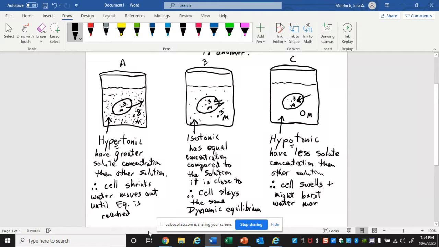Water moves in until equilibrium is reached. And in this case, it's not going to be reached, right? So you might really have a situation where you have burst cells if you put cells in pure water, or you put them in really, really salty water. Either way, it's not a good thing for our animal cells.